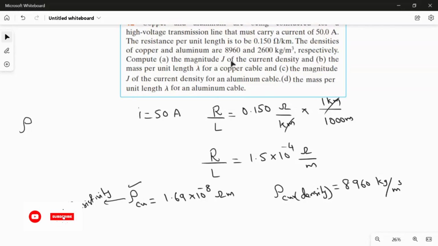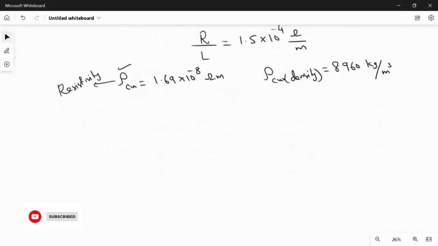Now I'm going to find the answer for the first question. In the first question, we are going to find the current density of the copper cable. So part A, we are going to find the current density. As we already know the equation for the current density, J, which is equal to current over area.